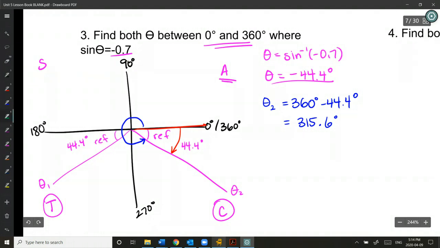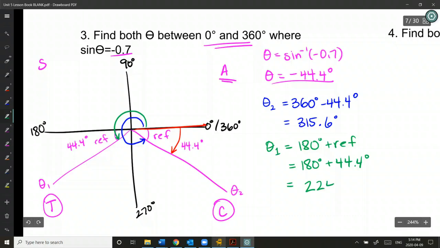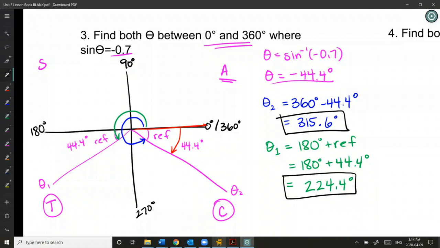So I can also find theta 1, looking for this rotation right here, by doing 180 plus the reference angle, which will give me 180 plus 44.4 degrees. This is 224.4 degrees. Okay, do a check in your calculator. Check the sine of 315.6 and the sine of 224.4, and you should get something very, very close to negative 0.7.